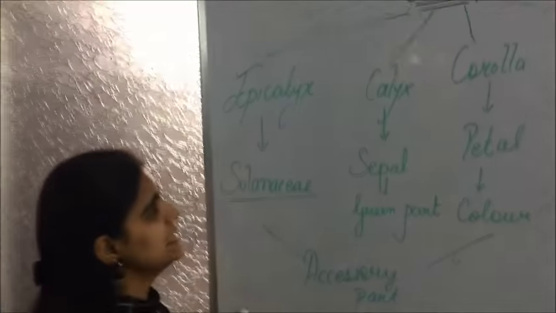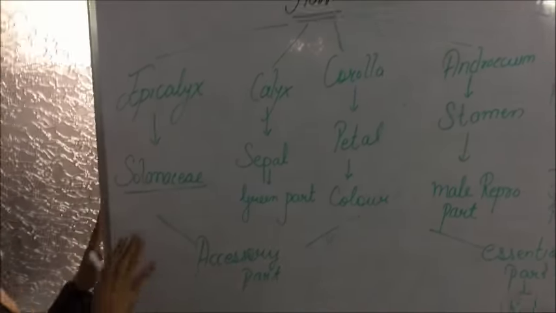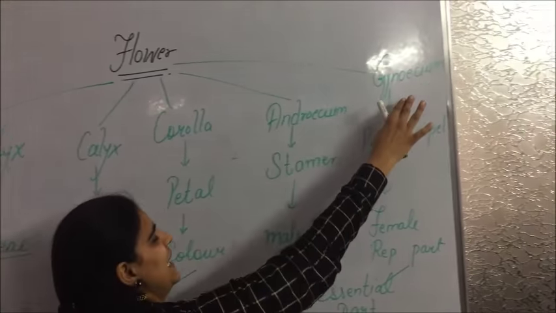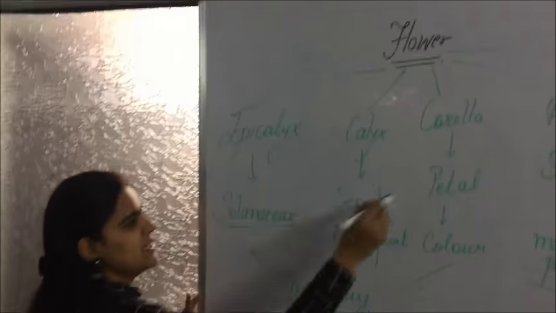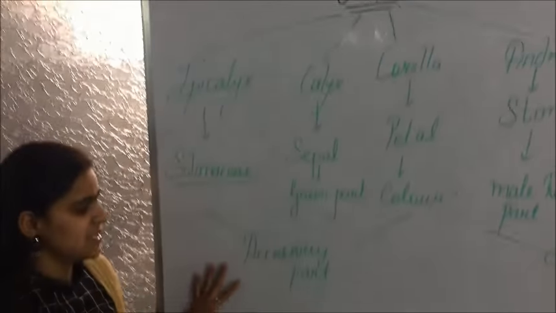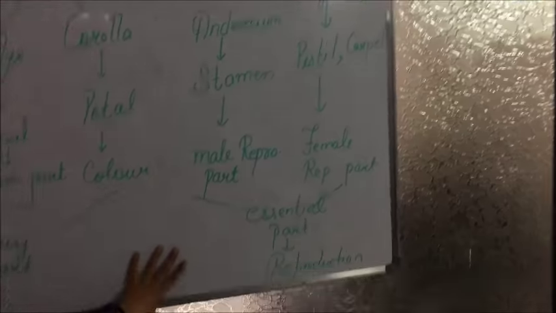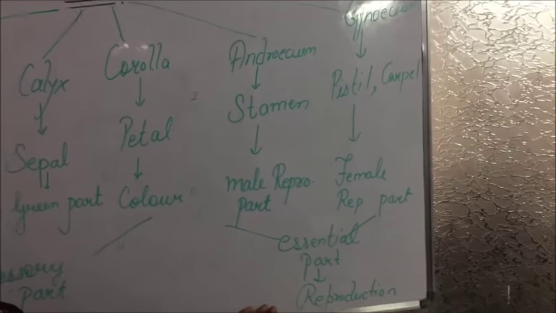I will again repeat, there are 5 parts of a flower. First is apicalyx, calyx, corolla, androecium and then gynoecium. These first 3 parts are only accessory. They never play any role in reproduction, and the last 2, that is androecium and gynoecium, take part in reproduction.